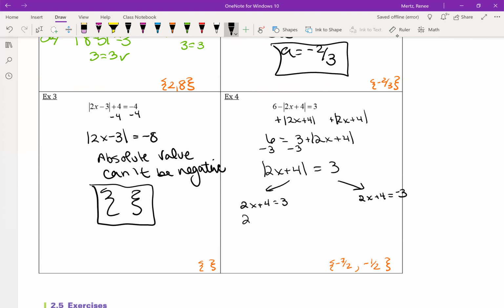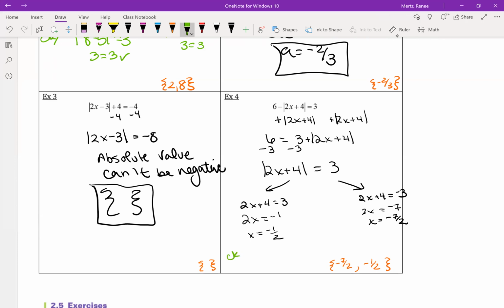So when I solve for x, I have 2x equals negative 1. X equals negative 1/2. 2x equals -7, x equals -7/2. I go back and do my check for each into the original.